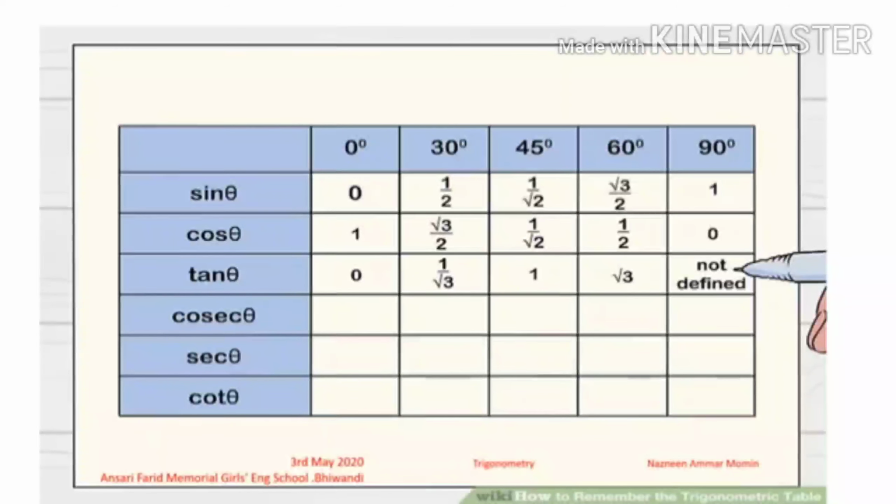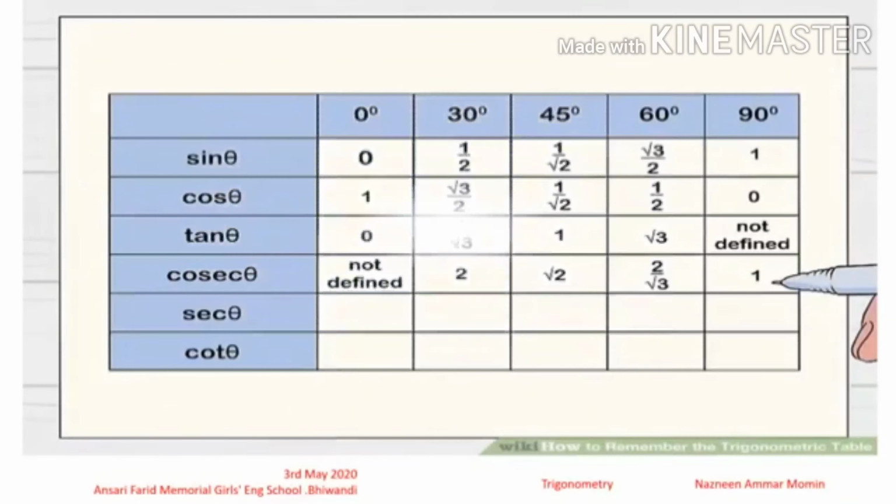Then the reciprocal of 1 upon 2, that is 2. The reciprocal of 1 upon root 2 is root 2. The reciprocal of root 3 upon 2 is 2 upon root 3. And the reciprocal of 1 upon 1 is nothing but 1. Your cosec column will appear as not defined, 2, root 2, 2 upon root 3, and 1. Now get to the sec. For the sec, again take the opposite of the same, that is 1 upon 1, root 3 upon 2, 1 upon root 2, 1 upon 2, and 0.